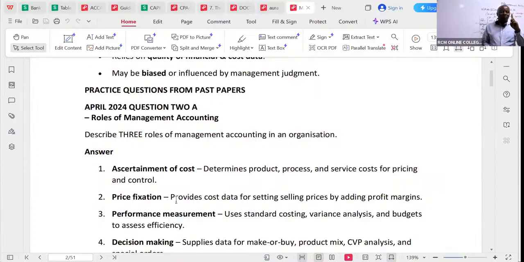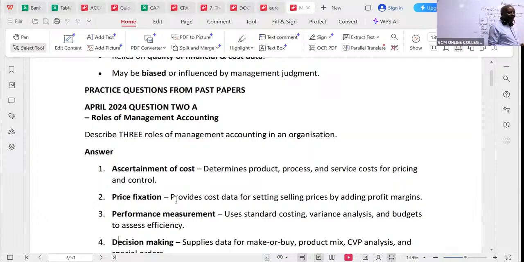I know one of them. A management accountant will always be involved in what we call cost ascertainment. We are the cost champions. So we'll be the ones who will come and say, if we are making pens of this nature, how much will these pens cost us in form of materials, labor, and overheads? So cost ascertainment, that is number 1.